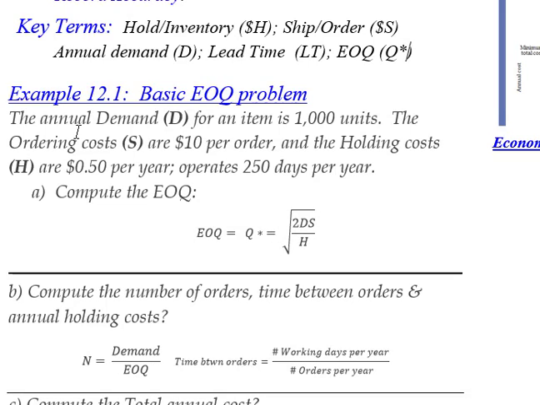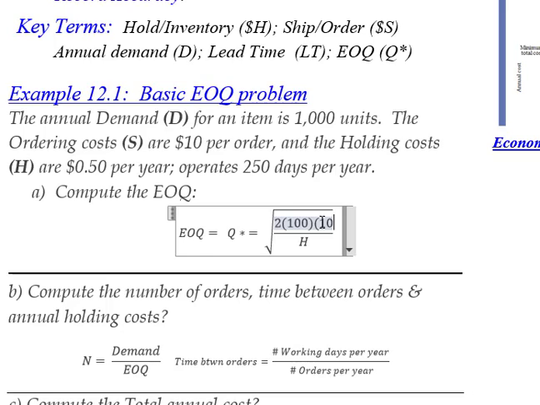So let's just go down here to this problem. I tell you that the annual demand is 1,000 units, the ordering costs, annotated as S, are $10 per order, holding costs are 50 cents per order, and the place operates 250 days per year. So let's then go ahead and use this economic order quantity equation to put in those numbers. 1,000 here, and S is 10, and we're going to divide through by 50 cents, so 0.50. Oops, I left that H in there. And we know from class this is the square root of 40,000, or 200.